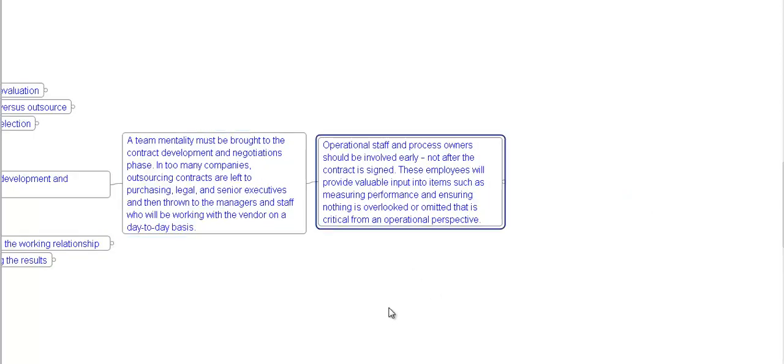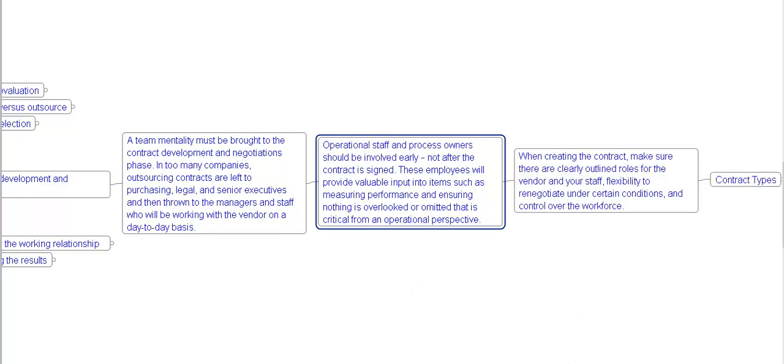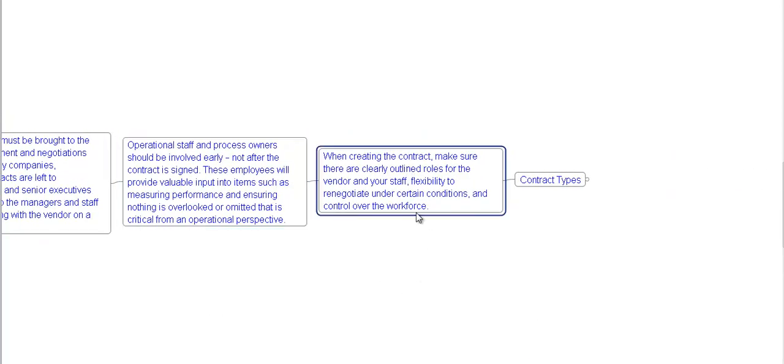Operational staff and process owners should be involved early, not after the contract is signed. These employees will provide valuable input into items such as measuring performance and ensuring nothing is overlooked or omitted that is critical from an operational perspective. When creating the contract, make sure there are clearly outlined roles for the vendor and your staff, flexibility to negotiate under certain conditions, and control over the workforce.